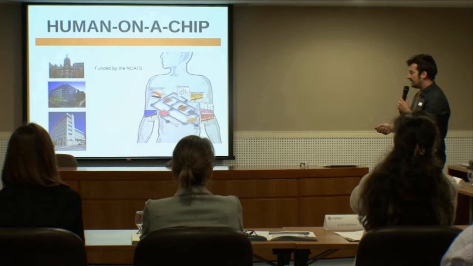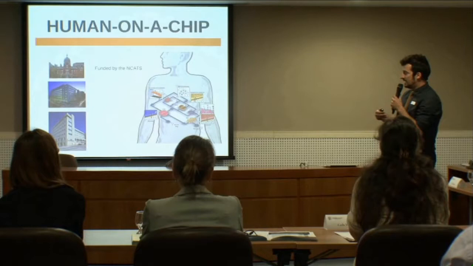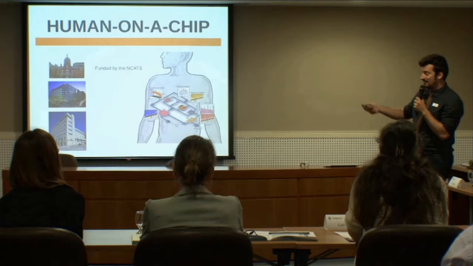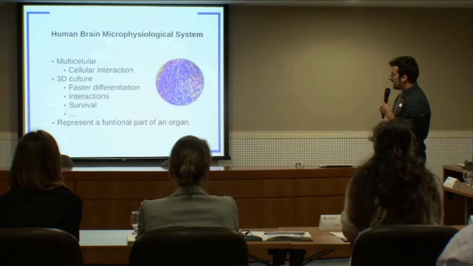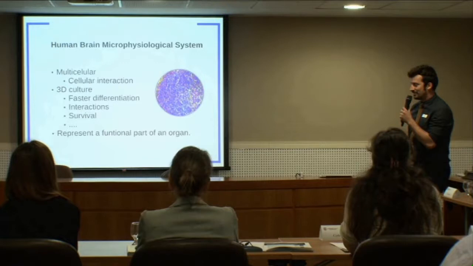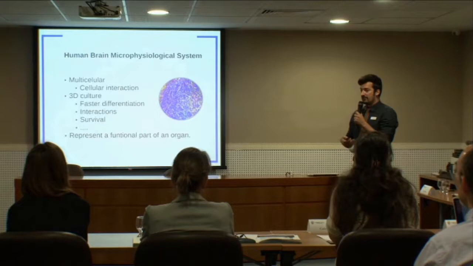The idea was to develop different 3D models to incorporate in microfluidic platforms in order to determine toxicity effects and predict toxicity in humans. Most of the money was for Harvard and MIT, but we got some money to try to develop a brain model. We call it the human brain microphysiological system, however now, as other presenters mentioned before, there's a little bit of controversy about what the definition is. At that point, NIH defined microphysiological systems as a multicellular 3D culture that represents a functional part of an organ. So that's what we were trying to do.